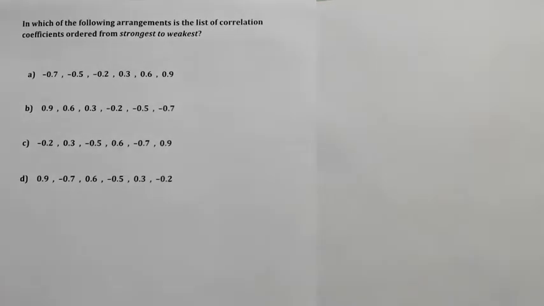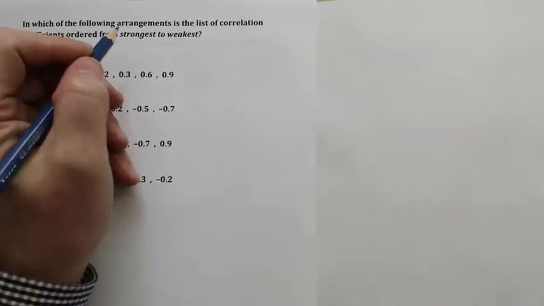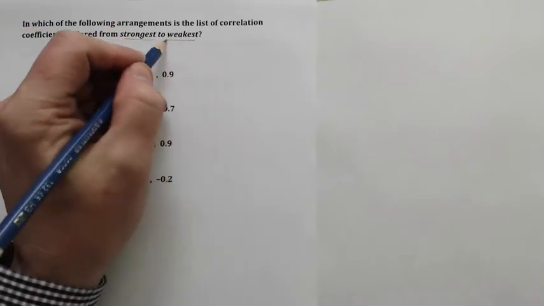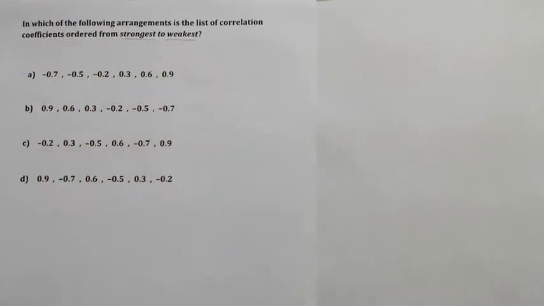The following question is, which of the following arrangements is a list of correlation coefficients ordered from strongest to weakest? So again, we're dealing with strength here. The format of this question is a little different because what they've presented us with is 4 arrangements of a series of correlations, and we want to see which one ranks them from the strongest to the weakest.